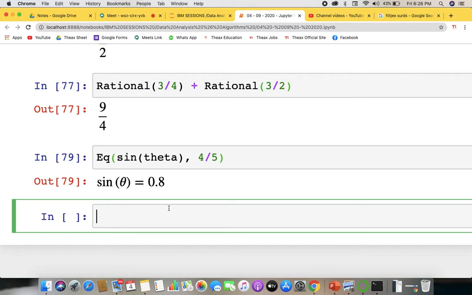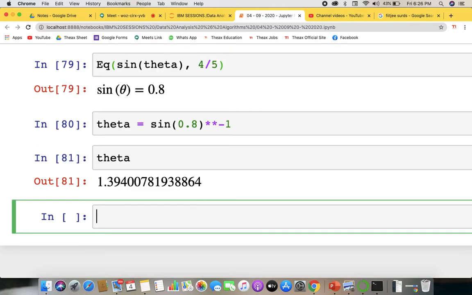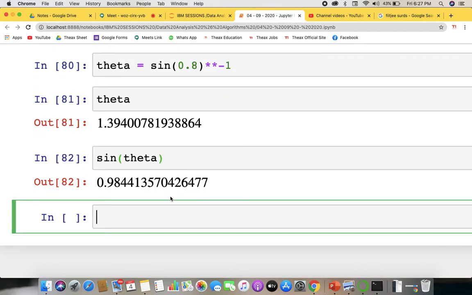Sine inverse 0.8. Very good. So sine inverse. Should I write that theta is going to be the sine 0.8? What should I write? Minus 1. Like this. Theta is going to be 1.339, something like this. Then what is the value of sine theta? 0.98.